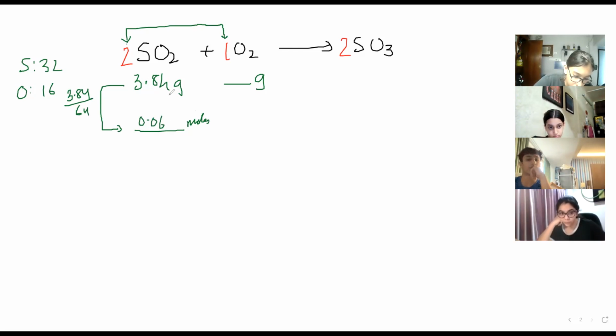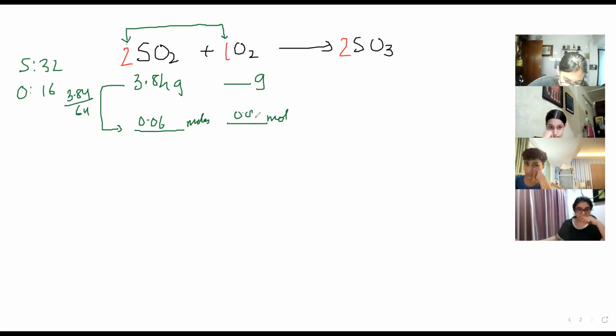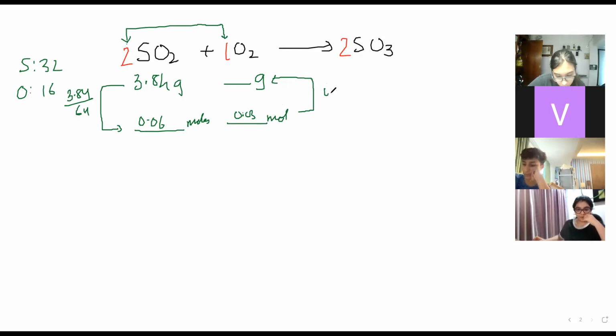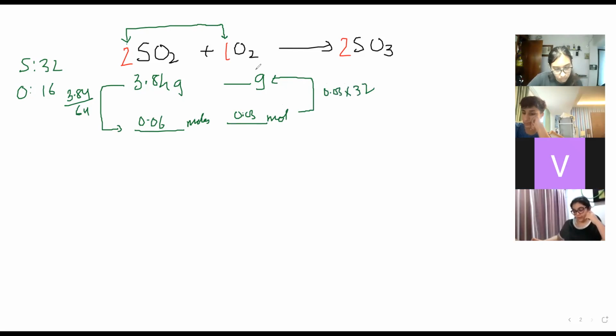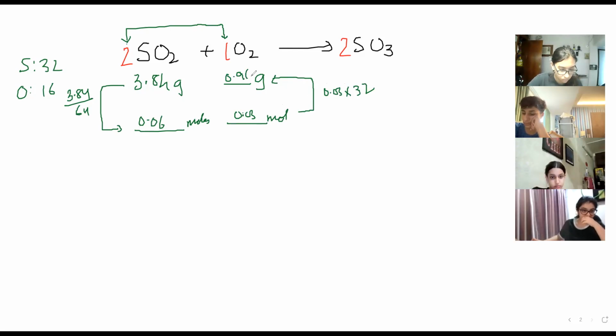So that means in 3.84 grams of sulfur dioxide, these many moles of sulfur dioxide molecules are there. Then I check the ratio. The molecules should be in the ratio of 2:1, so the oxygen molecule should be 0.03 moles. Then I find out that 0.03 moles of molecules should be how many grams? From moles to mass, 0.03 multiplied by 32 is equal to 0.96 grams.